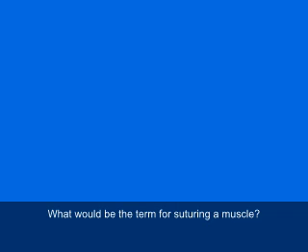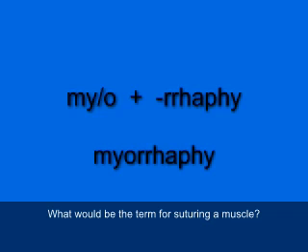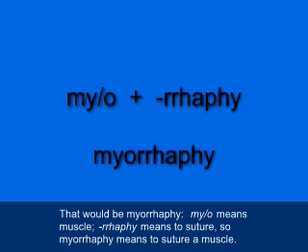What would be the term for suturing a muscle? That would be myorrhaphy. Myo means muscle. Rrhaphy means to suture. So myorrhaphy means to suture a muscle.